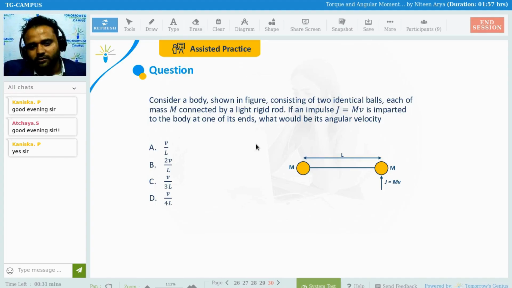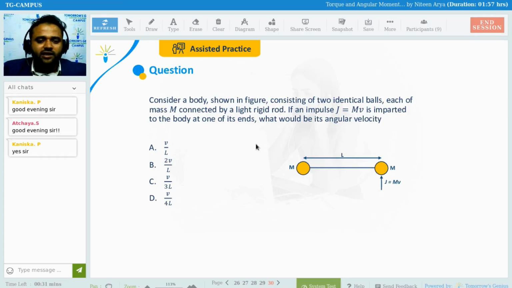So this one is your question. Consider a body shown in the figure consisting of two identical balls, each of mass m, connected by a light rigid rod. If an impulse J equals mv is imparted to the body at one of its ends, what would be its angular velocity? Everything is given. Tell me the answer.